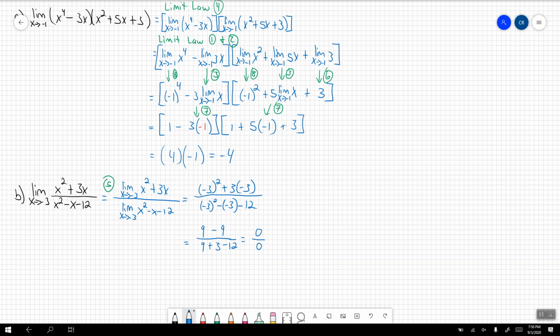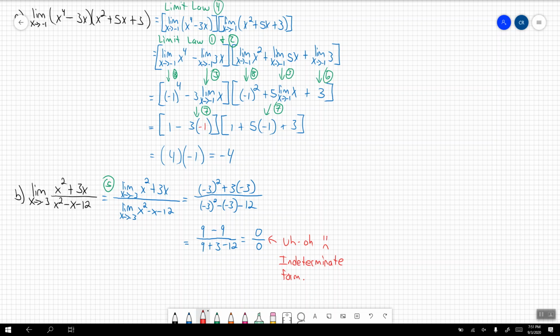Uh-oh. Wow, something happened here. Interesting. That's bad for us. This actually has a very specific name. This is indeterminate form. Uh-oh, we have an issue. And there's our issue: we found an indeterminate form.